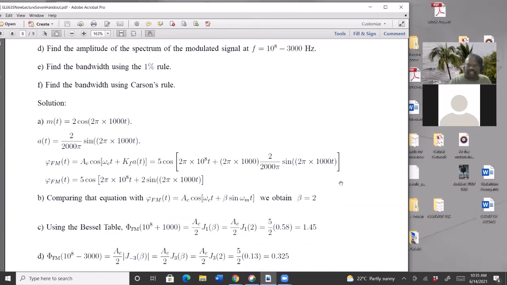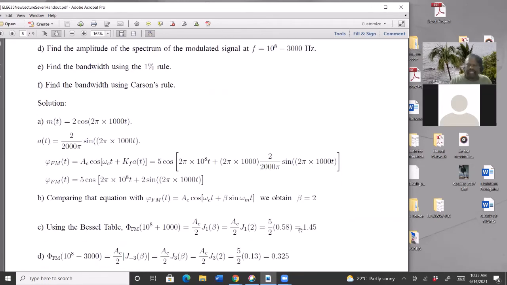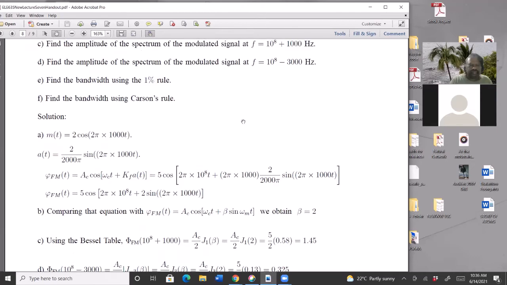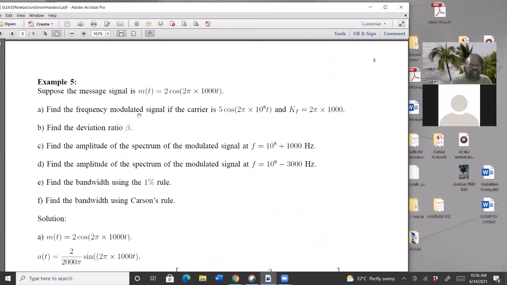So I have all the information I need. I have Ac, which is 2. Frequency of the message signal fm is 1000 Hertz, and I have the beta. So the first question, I have found the frequency modulated signal, the time domain signal. I have found the deviation ratio.